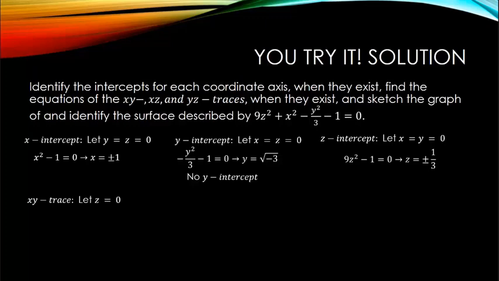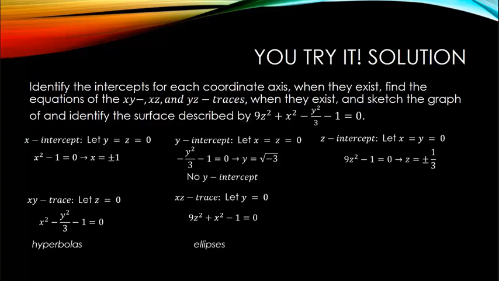My xy trace happens when z is 0. This gives me x squared minus y squared over 3 minus 1 is equal to 0. These traces are hyperbolas. The xz trace is when y is equal to 0. I get 9z squared plus x squared minus 1 is equal to 0. These traces are ellipses. The yz trace is when x is equal to 0. I get 9z squared minus y squared over 3 minus 1 is equal to 0. This gives me traces that are hyperbolas.